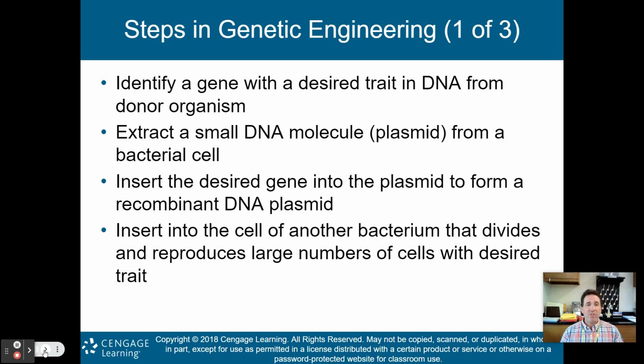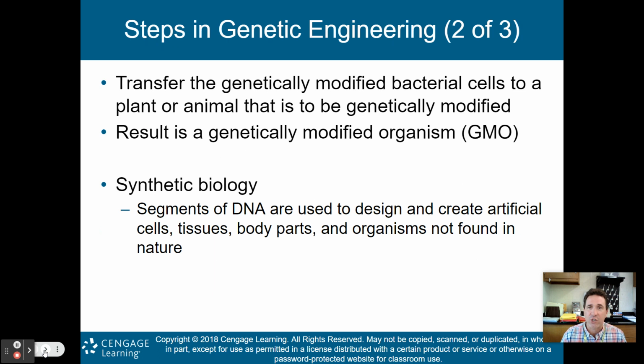You then insert that recombinant DNA into the cell of another bacterium, which then divides and reproduces a large number of cells with the desired trait. You then transfer those genetically modified bacteria cells into the plant or animal that is to be genetically modified, and the result is a GMO, or a genetically modified organism.